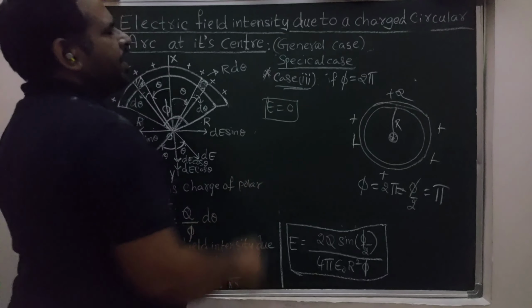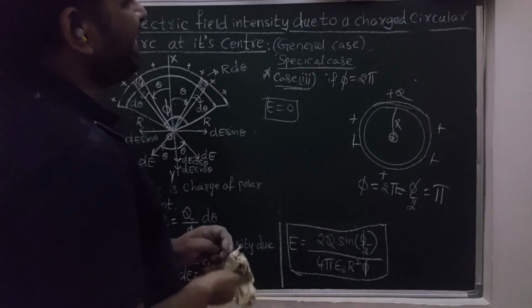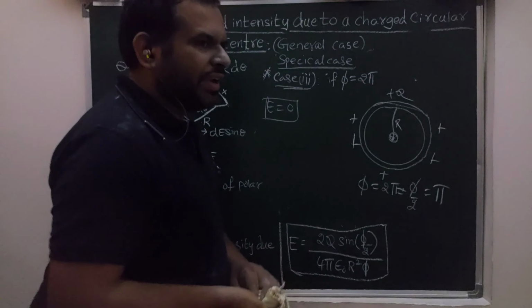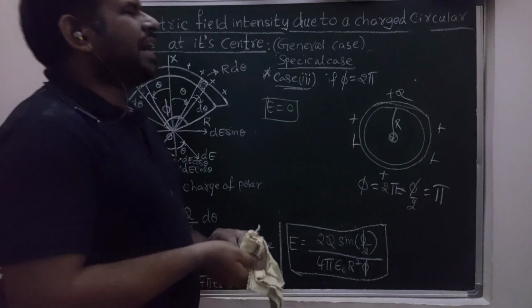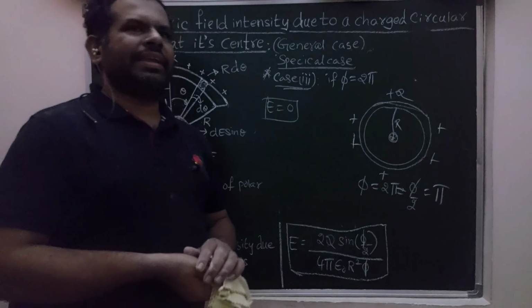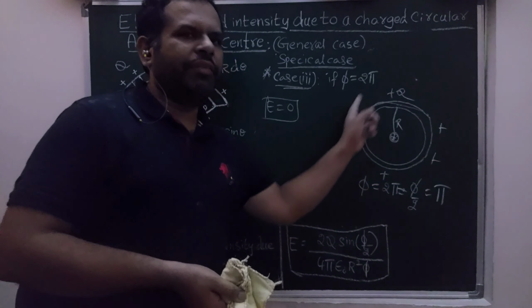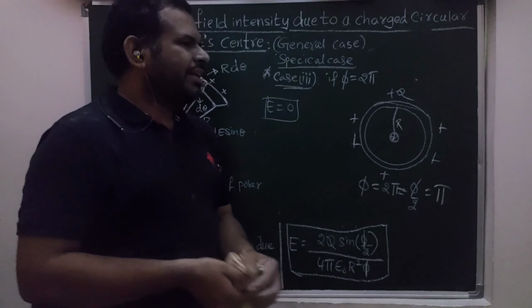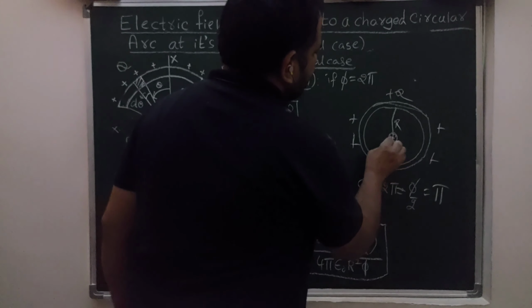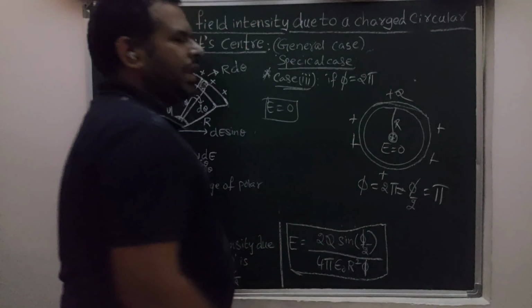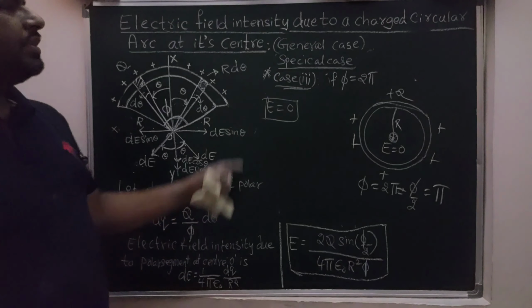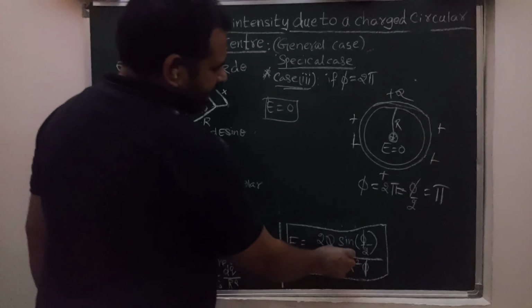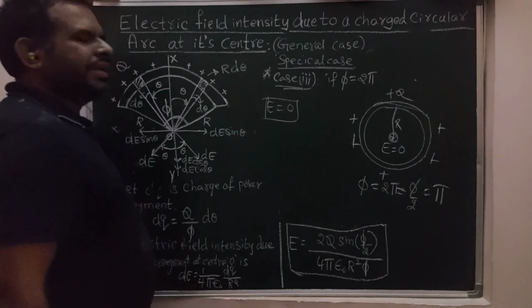So remember this important case: the electric field intensity due to a charged circular ring at the center is 0 if it is a complete ring. So these are the important cases. But if you know the general formula, you can write the remaining cases also.